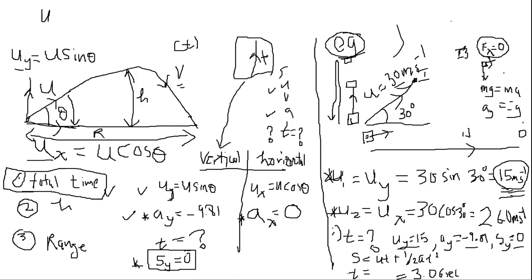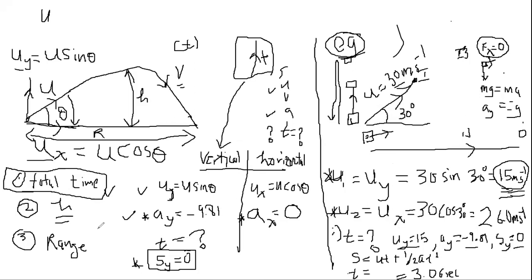So how are you able to find the total time? Although it's a two-dimensional view, we break it into two components, vertical and horizontal. We use the vertical component because we know SY is 0. So we have three pieces of information in the vertical, so we can find the total time. Okay, good.